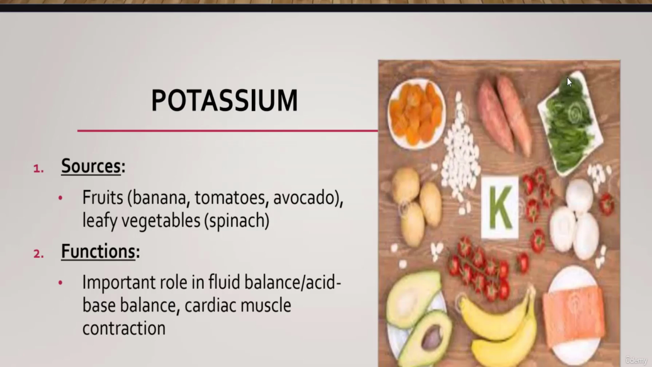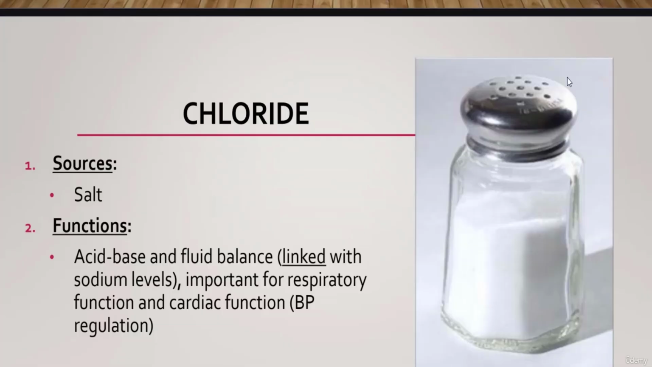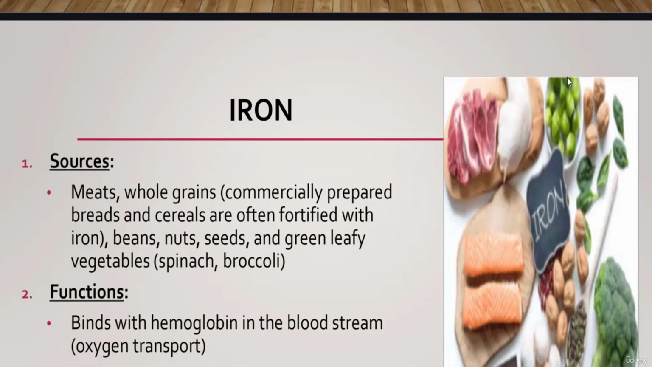Potassium, right? So potassium, you have fruits like bananas, tomatoes, avocado, leafy vegetables, and it's important in the balance of acid base, fluids, cardiac muscle contraction. A little bit kind of like salt, like sodium. So potassium and sodium go in pair. Chloride is also a type of salt. Okay, it's also very important for respiratory function and cardiac function as well.